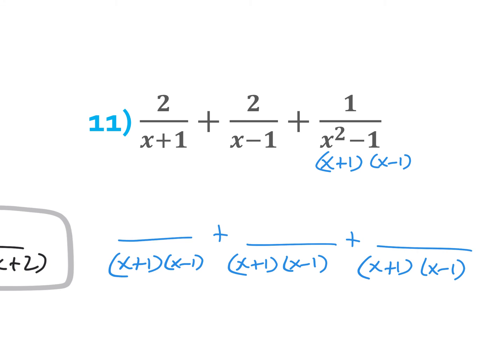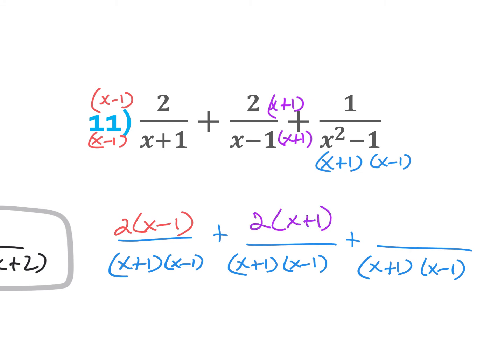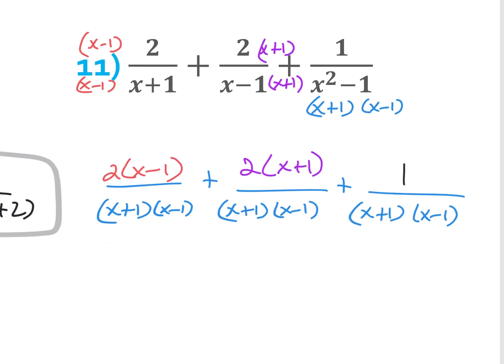So my first fraction is missing the x minus 1. So I'm going to multiply that to the top and the bottom. The second fraction is missing the x plus 1. So that becomes 2 times x plus 1. And then the last fraction was good. I just leave the 1 there. Now what I need to do is distribute the red, distribute the purple, and then combine my like terms. So the red becomes 2x minus 2. The purple becomes 2x plus 2. And then the plus 1.